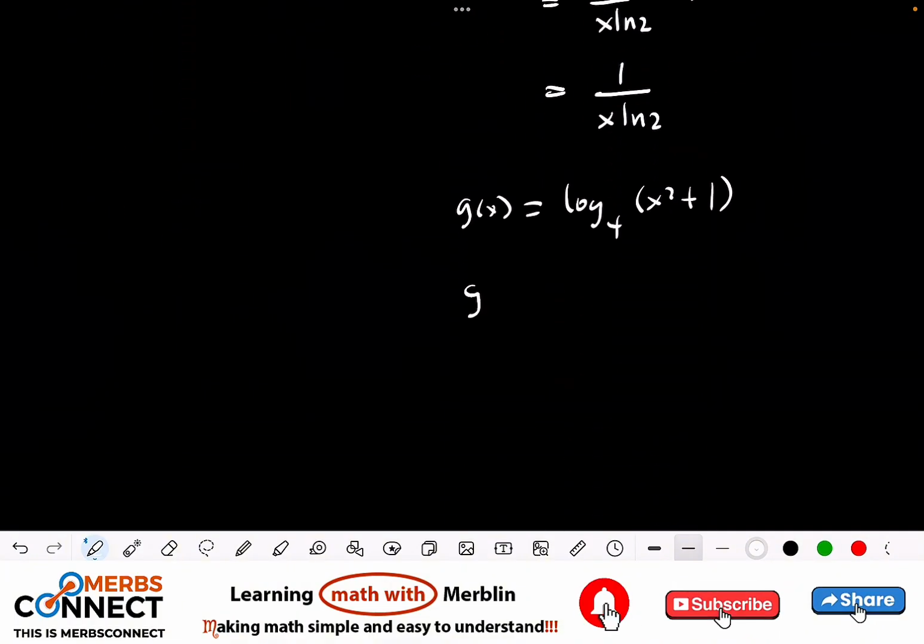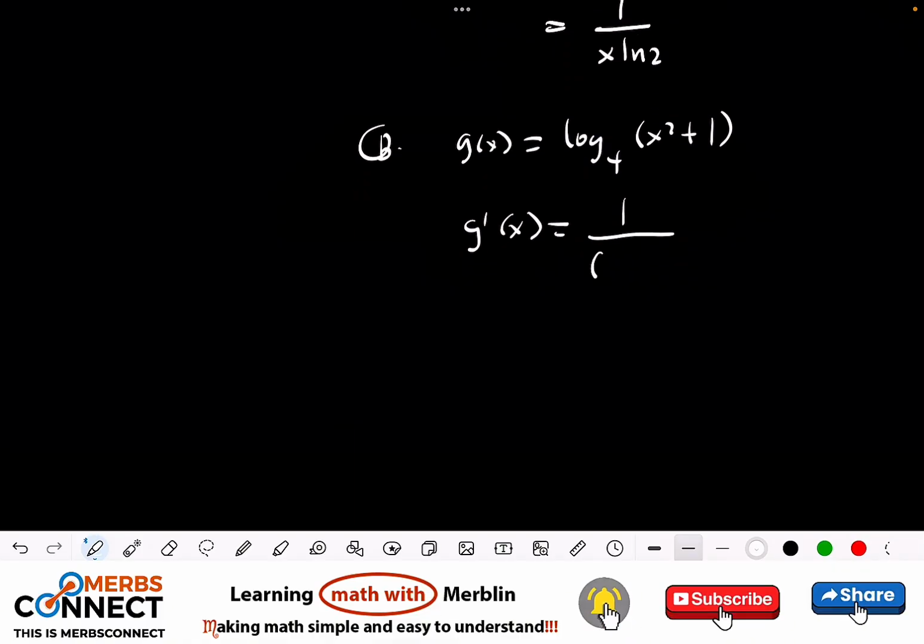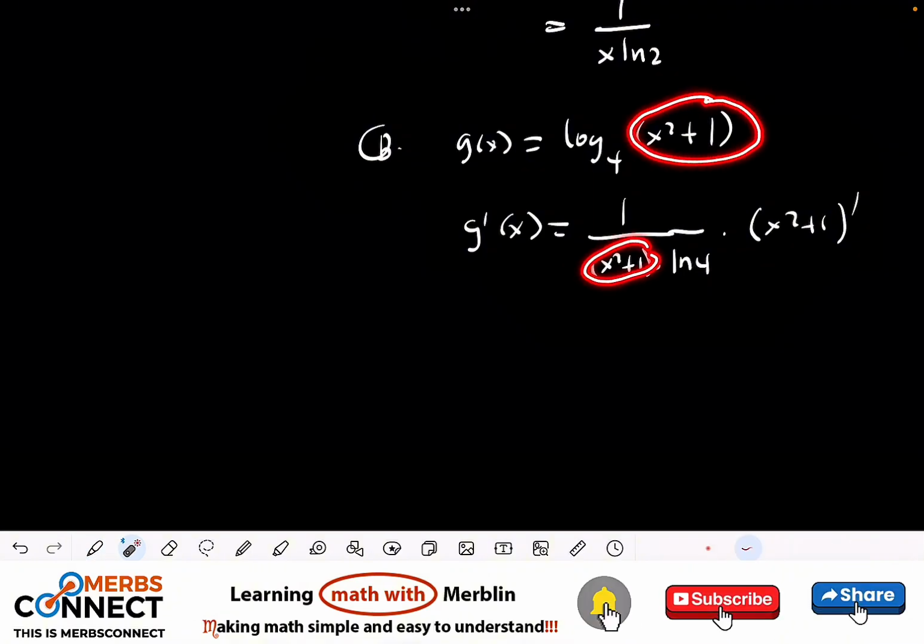So g prime of x will be equal to 1 divided by what is inside the parenthesis, so x squared plus 1, times length of the base, which is 4, times I will differentiate what is inside the parenthesis. Very simple. Very, very simple. 1 divided by what is inside the parenthesis, which is here, times length of the base.